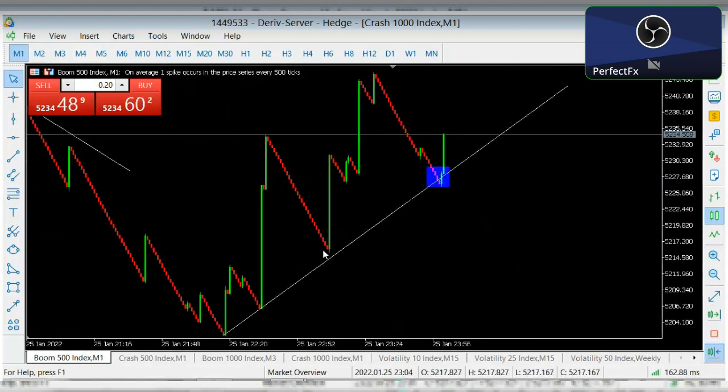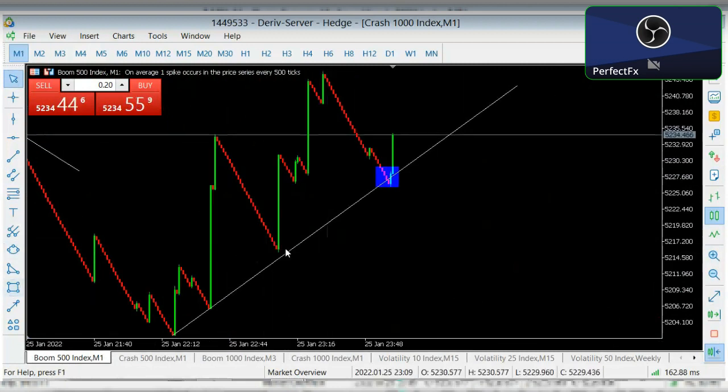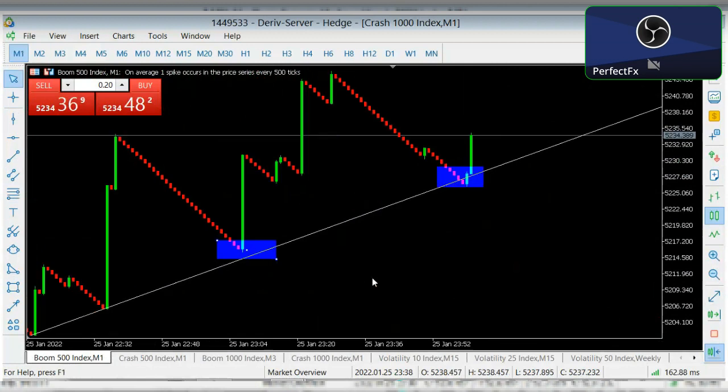Oh, it didn't even touch it the third time. Can you see? So this was actually an entry. I didn't really see that the price didn't touch this point. Let me zoom it in for you guys to see. We would have entered from this point and caught this spike.